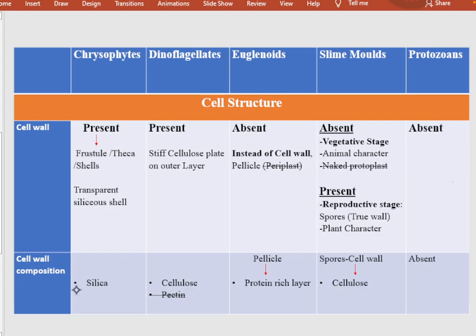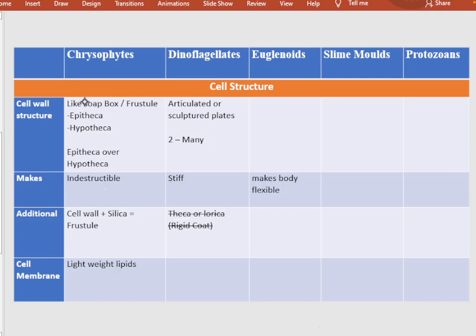Here also it is absent. What is it made up of? Silica and cellulose. Here the pellicle is made up of a protein-rich layer. Here it is cellulose, in spores. Here it is absent. The arrangement is like a soap box: frustule, epitheca over hypotheca. Here there are articulated sculptured plates, two to many. It gives an indestructible, rigid, stiff nature, yet makes the body flexible. So this is about the cell wall.